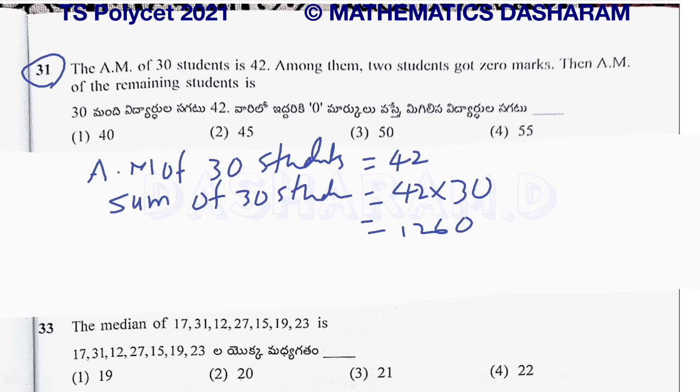But in these 30 students, 2 students got 0 marks. So then the arithmetic mean of the remaining students. So the sum of the remaining 28 students, because 2 students got 0 marks.